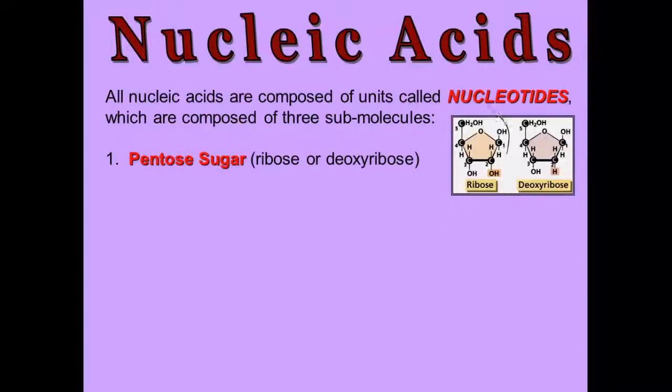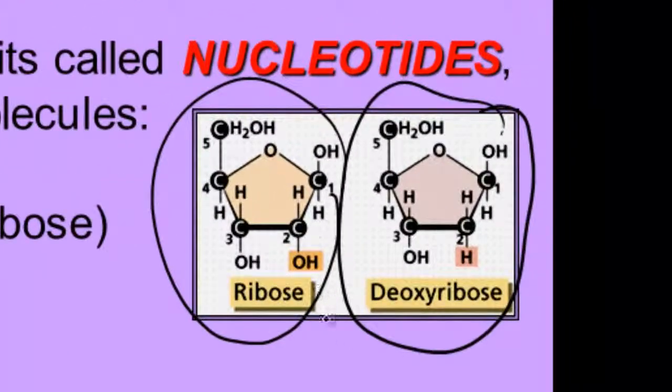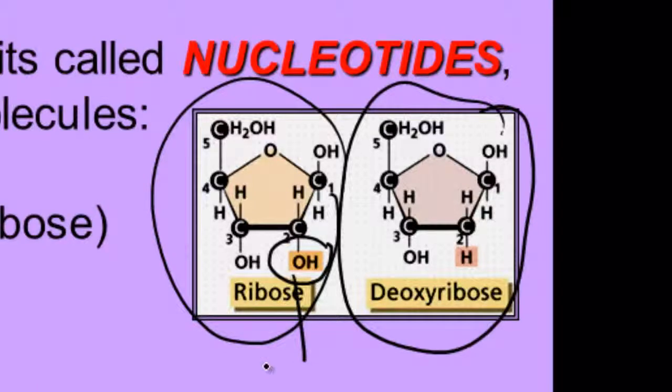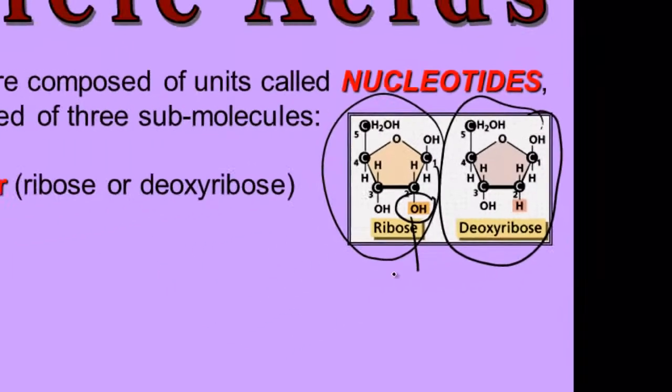So here's the ribose sugar and the deoxyribose sugar. You'll see the only difference between them is that ribose has an extra oxygen. And that's why we call DNA deoxy. It's got one less oxygen, unlike ribonucleic acid.